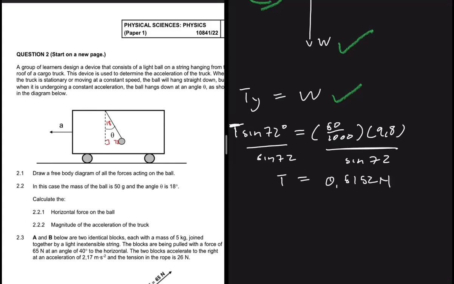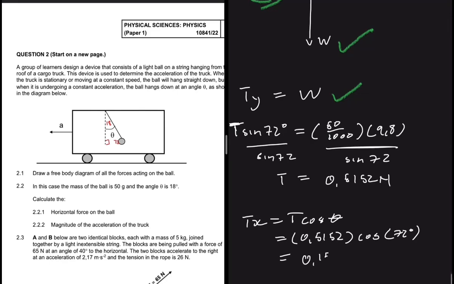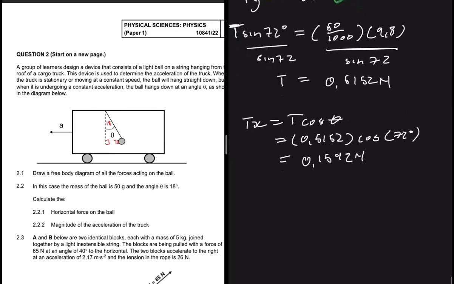0.5152 newtons. So that is the entire tension. We are only interested in the x component. So now we're going to say that Tx is equal to the tension times cos of theta. So what is our tension? We know that it is 0.5152 times cos of 72 degrees. And if you put that in your calculator, you should get 0.1592 newtons. So there we go. We have the horizontal force acting on the ball.